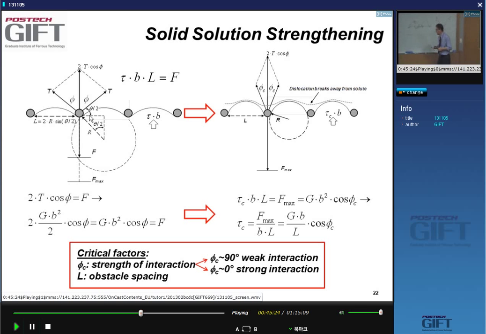Now, what happens when you decrease the radius of curvature here? When you are making the cusps larger, the cusp is larger, like this.